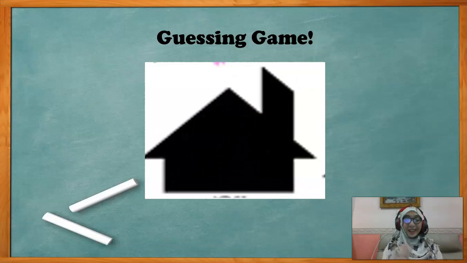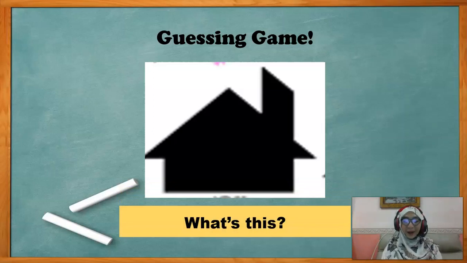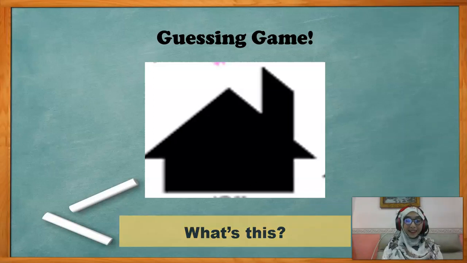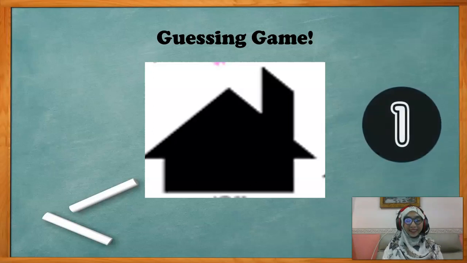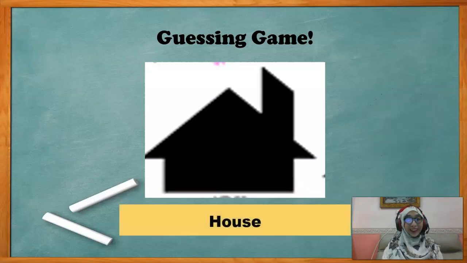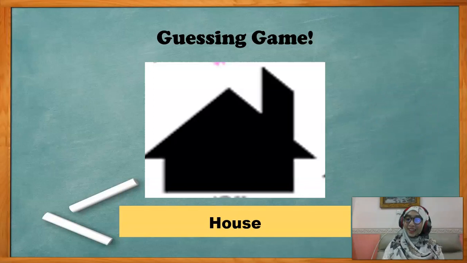Okay, this is super easy. I'm sure everyone can get it right. So what is this picture? Can you tell me? Guess what this picture is. I'll give you 5 seconds to guess and then we'll see what the answer is together. Alright, ready? 5 seconds. 5, 4, 3, 2, 1. Okay, it's a house. Did you get it right?